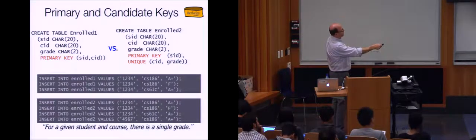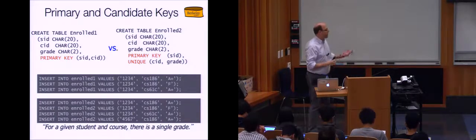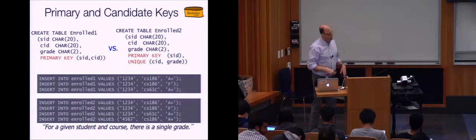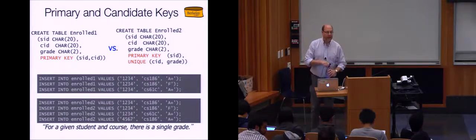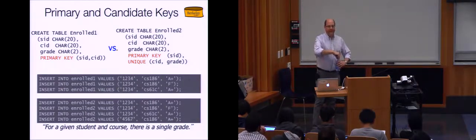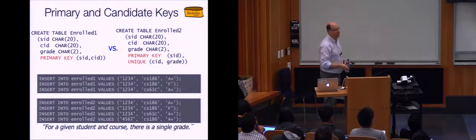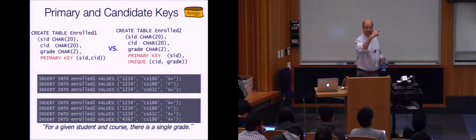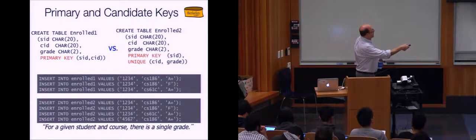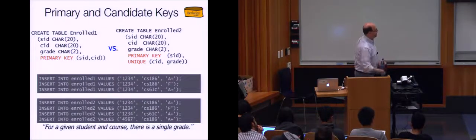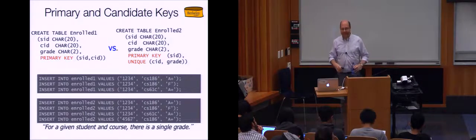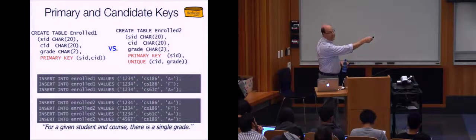What about this last record into enrolled two? Is that allowed or not? So some other student took 186 and got an A+. Is that one going to be allowed? Too easy? All right, well, let's see. We have a uniqueness constraint on the combination of CID and grade. So no two records can have the same values for CID and grade. We already have a 186 with an A+ here. So when we try to insert this one, the system will say, sorry, that's a duplicate record. It's not allowed. It violates this uniqueness constraint.